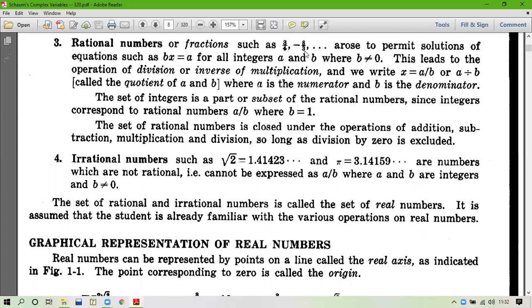That means a fraction can be written in the form a by b, where b is not equal to 0, or we can say simply, for the sake of simplicity, b is always greater than 0. Then the collection of these numbers is called rational numbers.